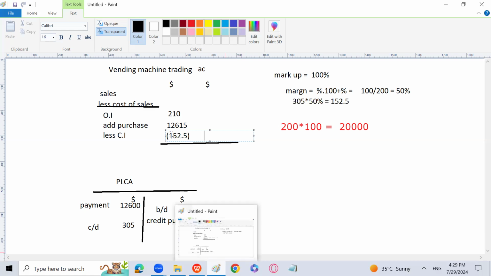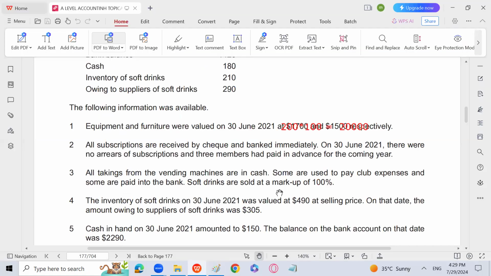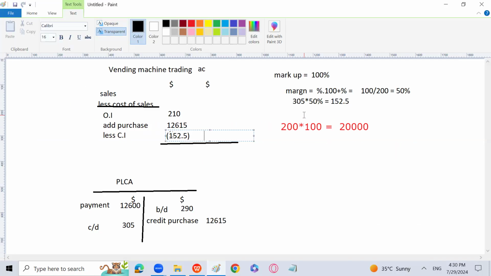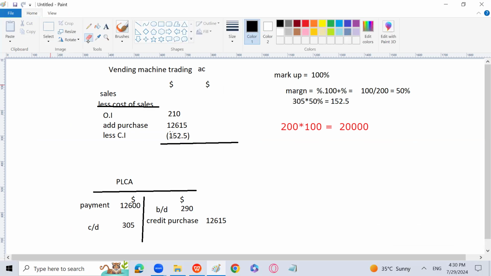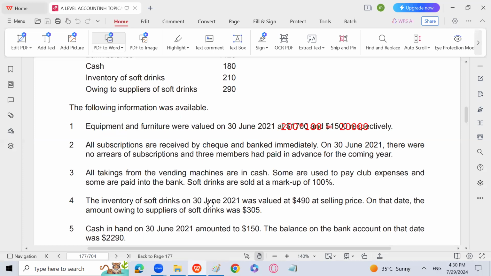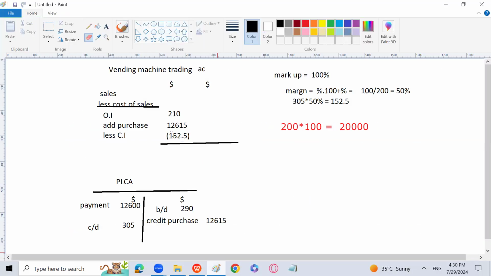As I discussed, that markup is given in the question. Soft drinks are sold at a markup of 100%. And because the closing inventory is given on selling price 490, so I have to calculate the inventory is basically, I think 305 or 490. If I'm not wrong, inventory is given as 490. 305 is the closing trade payables. So let me correct it. Inventory of closing inventory is 490, right?